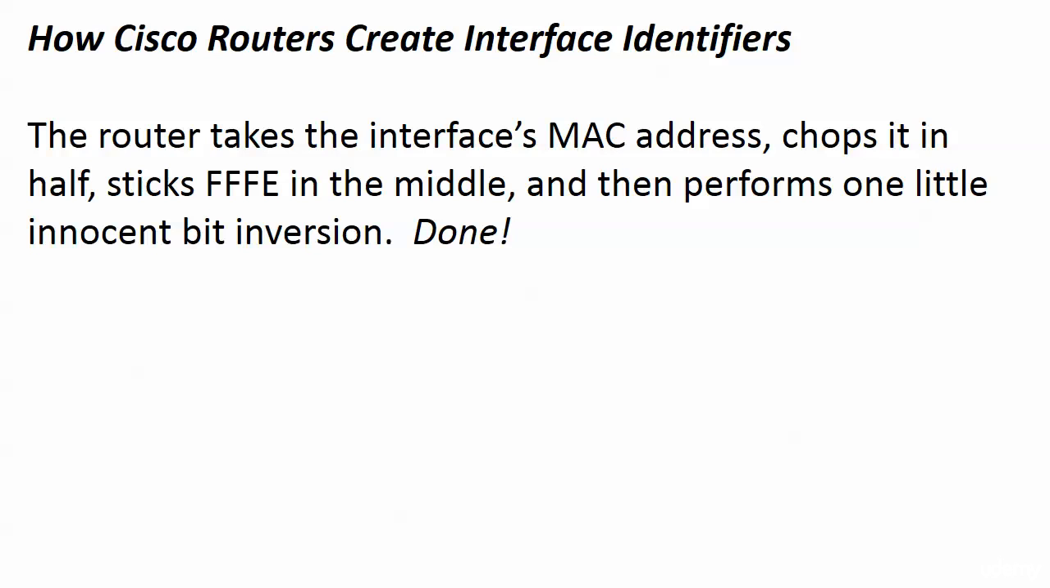We're taking a look here at how Cisco routers create interface identifiers and where we're getting the second half of our link local address from in a very simple process. The router takes the interface's MAC address, chops it in half, technical term, sticks FFFE in the middle, and then performs one little innocent bit inversion. Done! And you might be thinking, that sounds simple until we got to that last part with that bit inversion.